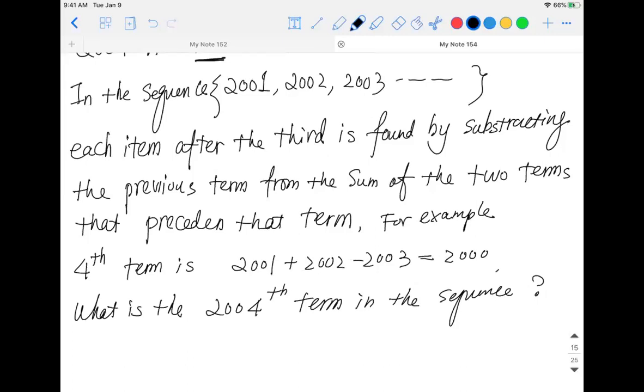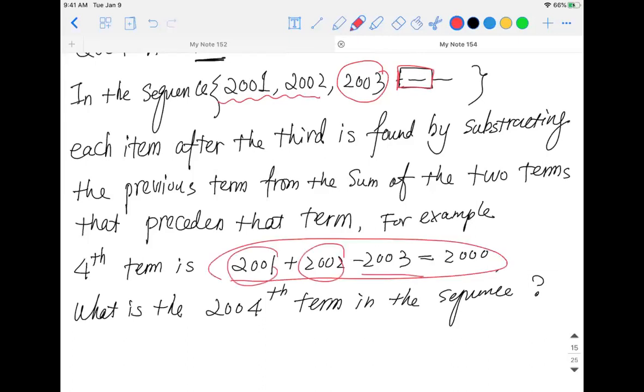In the sequence, they give us 2001, 2002, 2003. Each term after the third is found by subtracting the previous term from the sum of the two terms that precede that term. So the fourth one, to give an example: 2001 plus 2002 minus 2003, you have 2000 as the fourth term. Okay, with all this information, what is the 2004th term in the sequence?